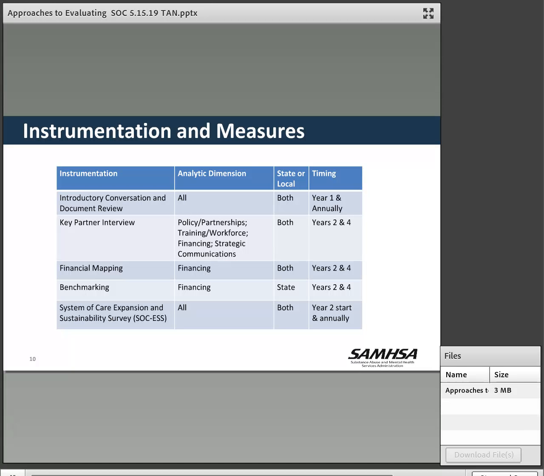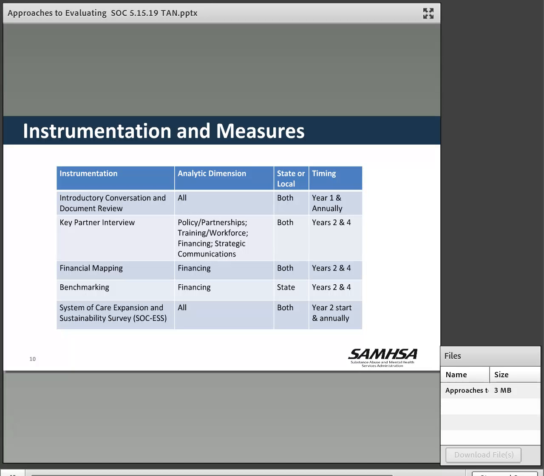So we've got instrumentation and measures that, not surprisingly, match the dimensions I was just talking about. For those who participated in this, we thank you. And for those of you who didn't, you might find this of interest. We do an introductory document review. We at WestStat conduct key partner interviews with people who are involved in your systems, including youth and family members, program people, policy people. That encompasses pretty much all of our analytic dimensions. We do them at both state and local levels. We do them at 2 points in time to see how these things have changed.